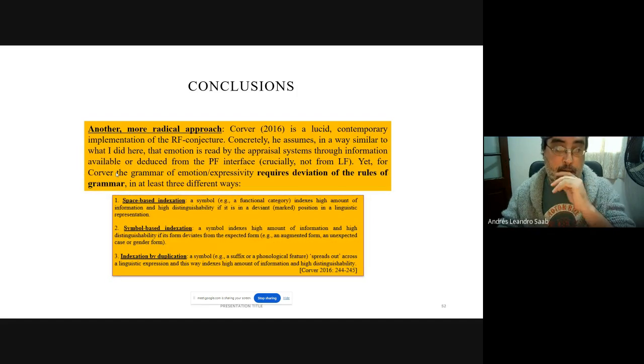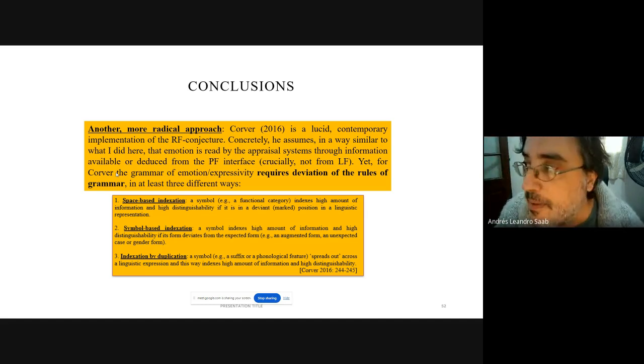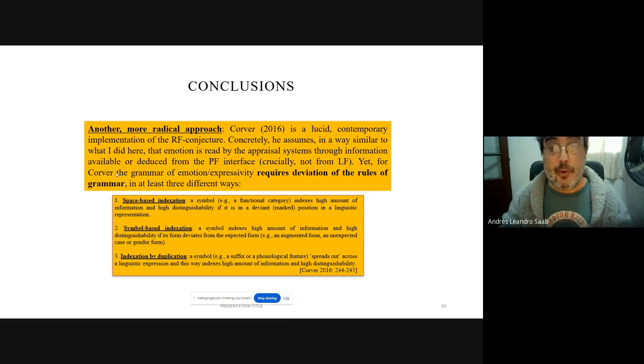Okay. Now let me finish just to make a brief comparison with another more radical approach. I mean, the idea that expressivity is marked and requires manipulation is not new. For instance, Norbert Kohlberg has proposed a very lucid, very nice implementation of the representation first conjecture. Concretely, he assumes, in a way similar to what I did here, that emotion is read by the appraisal system through information available or deduced from the PF interface, usually not from LF.